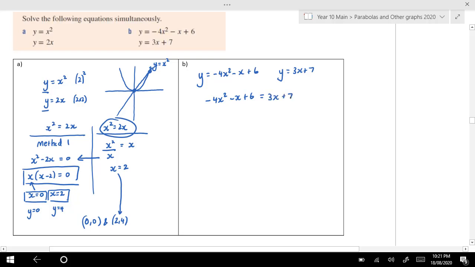Now, let's subtract 3x from both sides. So I've got negative 7x squared minus x minus 3x, which is minus 4x. And if I want to subtract 7 from the right-hand side, 6 minus 7 is minus 1. The idea is you want to get everything on the one side.